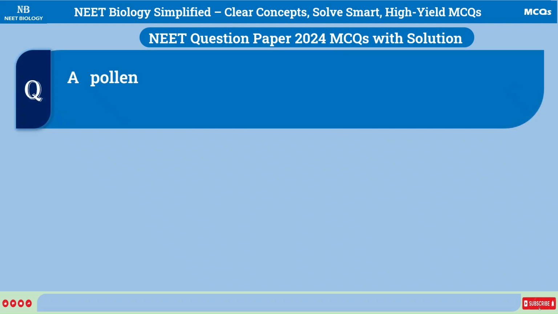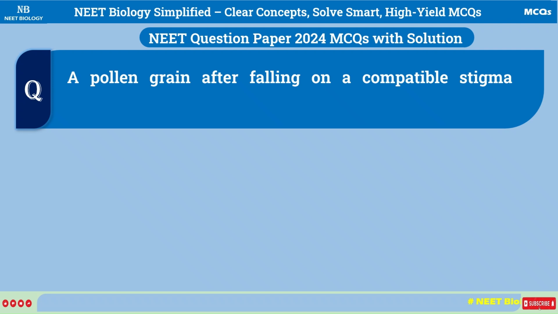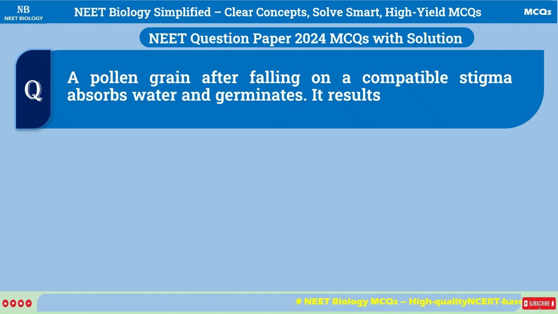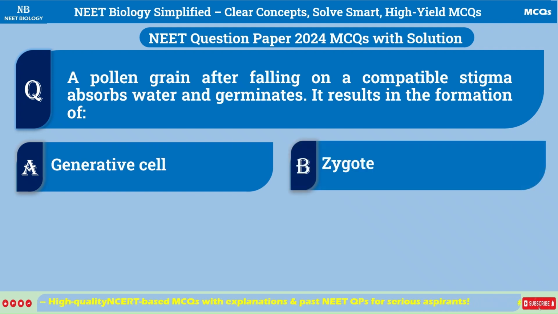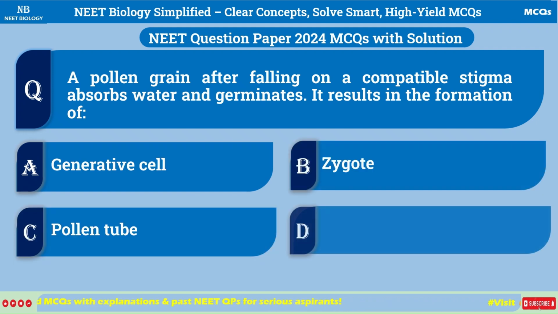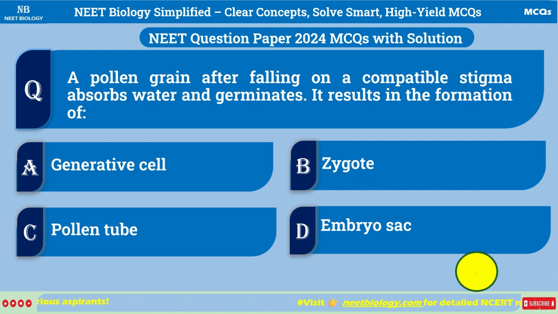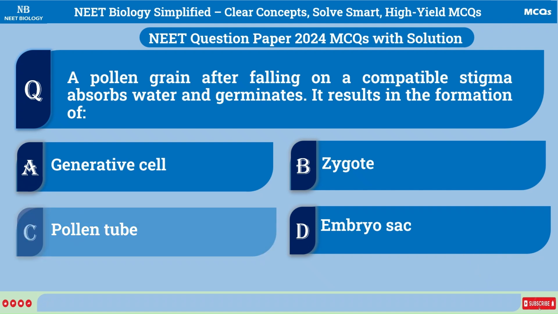A pollen grain after falling on a compatible stigma absorbs water and germinates. It results in the formation of: A. Generative cell. B. Zygote. C. Pollen tube. D. Embryo sac. Correct answer is C. Pollen tube.